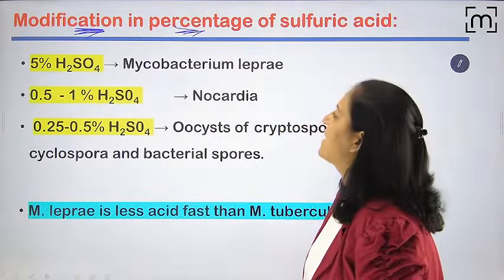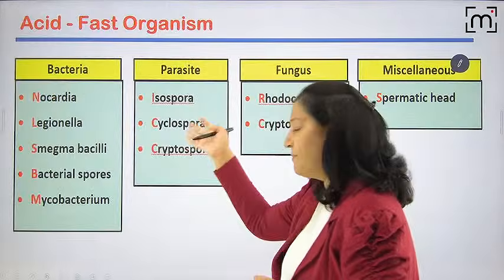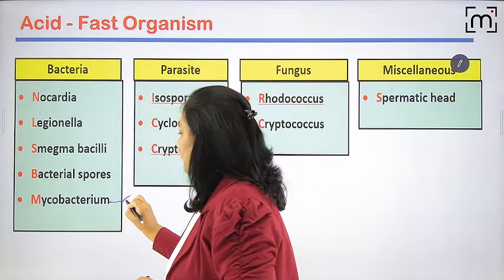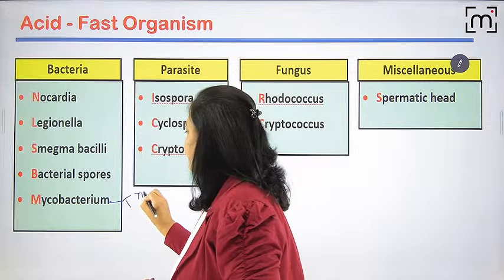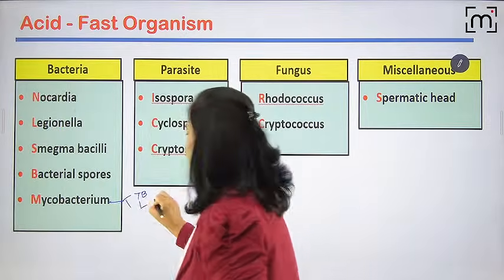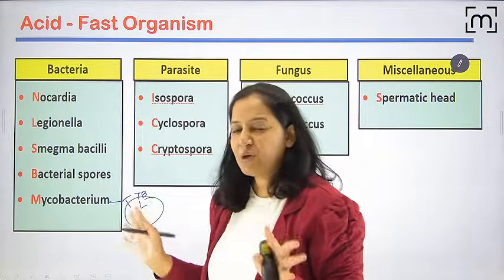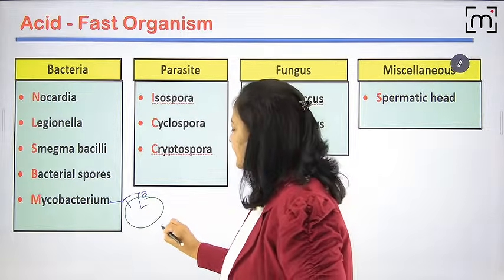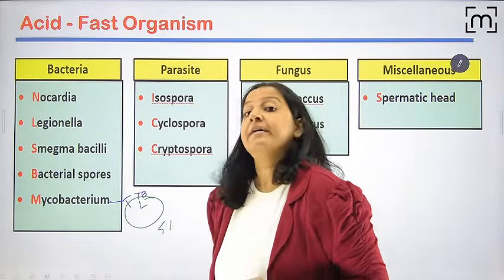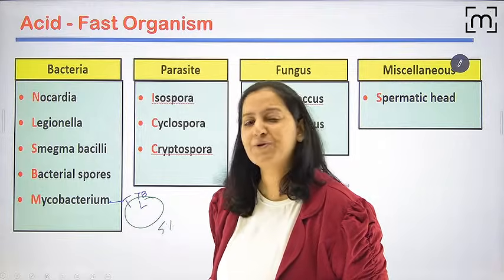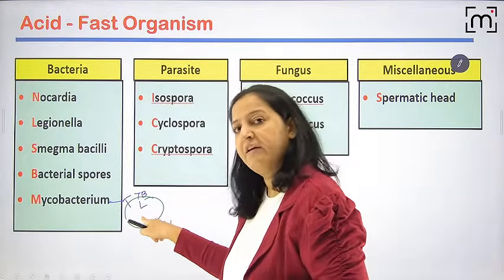Okay, so now the 3 examples. What are the 3 examples over here? I will mark it here. 3 exceptions. Here in Mycobacterium, both Mycobacterium are there, na? TB as well as leprosy. My first exception is Mycobacterium leprae. I don't use 25% H2SO4. I use 5. Just 5% is sufficient. So 5% H2SO4 is more than sufficient to decolorize them. So we don't use 25. For Mycobacterium leprae, we use just 5.